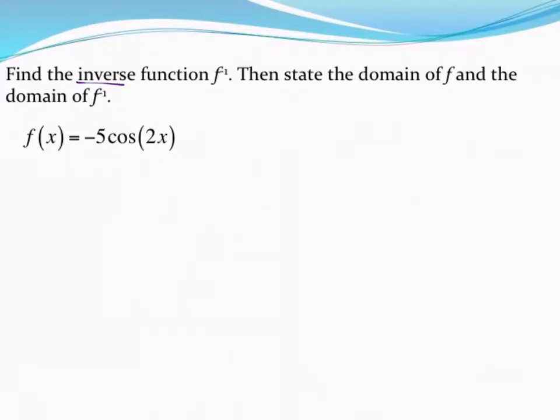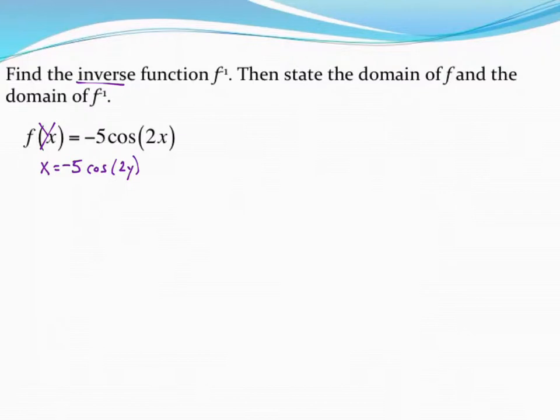We'll find the inverse of a trigonometric function the same way we've found inverses of any function in the past, and that is beginning by switching x and y. Remember, f of x is just a fancy y. So I'm going to begin this problem by switching those around. So I'll say x equals -5 times the cosine of 2y. And then my goal is to get y by itself.